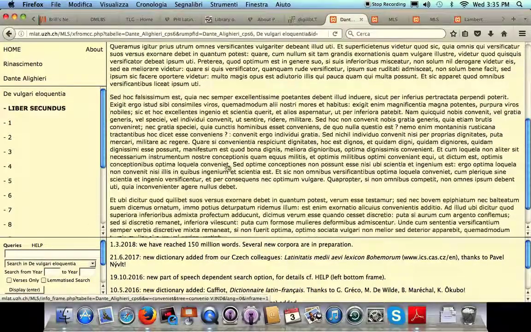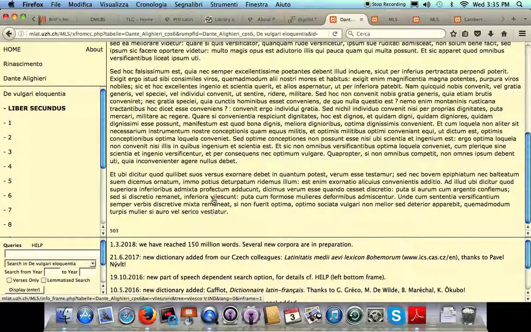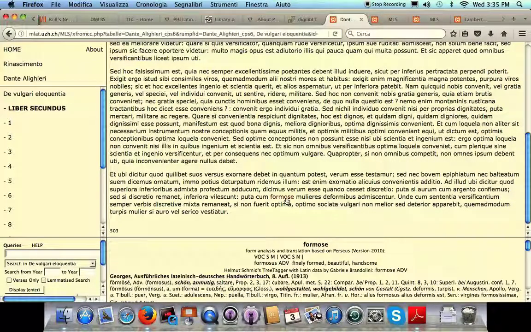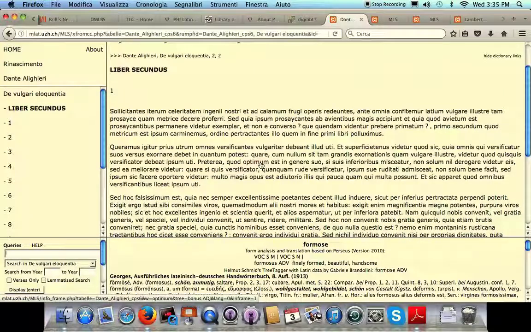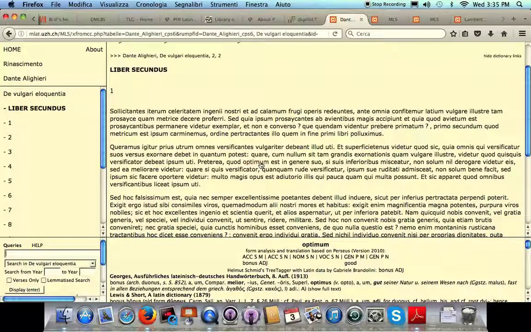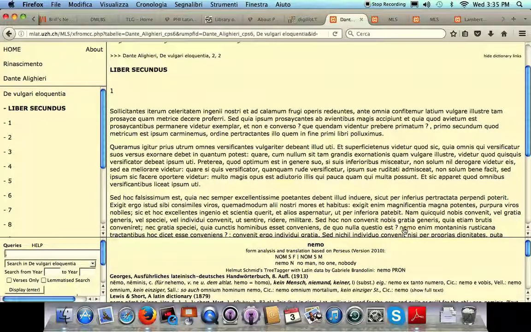This is done by Sphinx. So you see this was extremely fast. It searched 156 million words in 2 seconds or so. You see that this phrase exists in 7 texts we have in Corpus Corporum. Though in fact you also see that these texts are the same. So we have here an example of texts that we have several times.